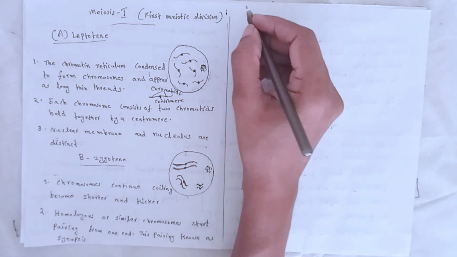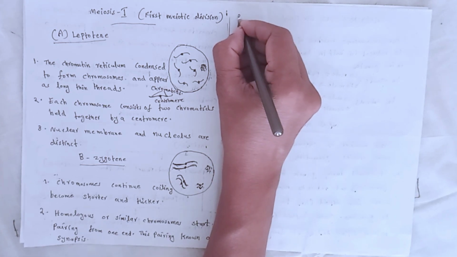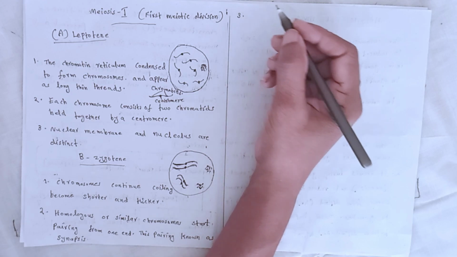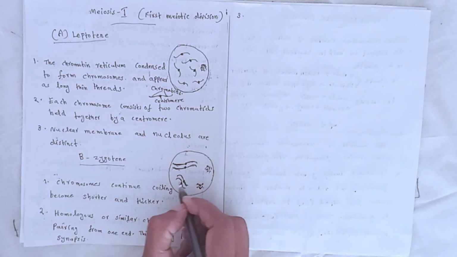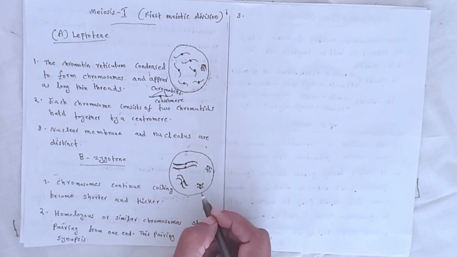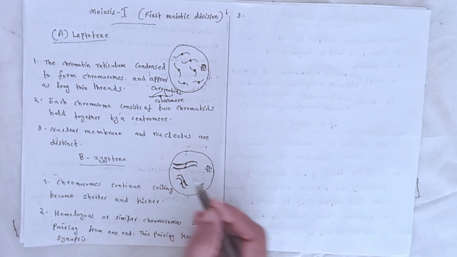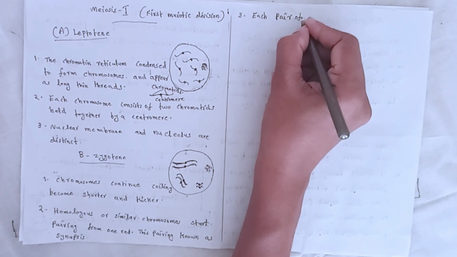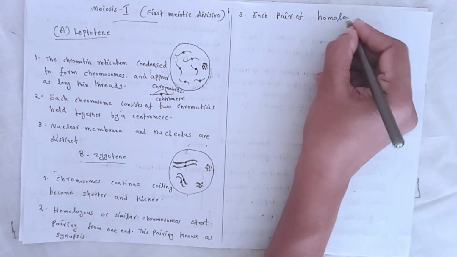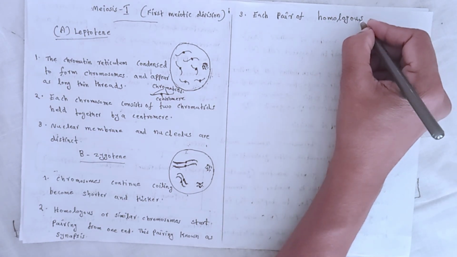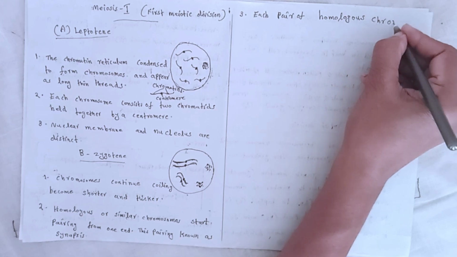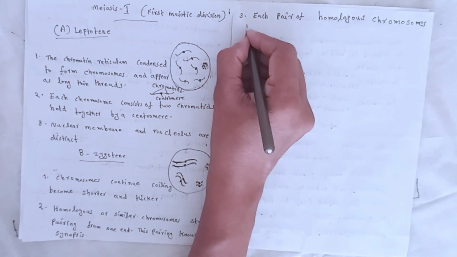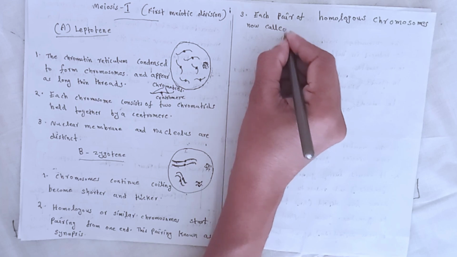The third step of zygotene: each pair of homologous chromosomes is now called a bivalent.